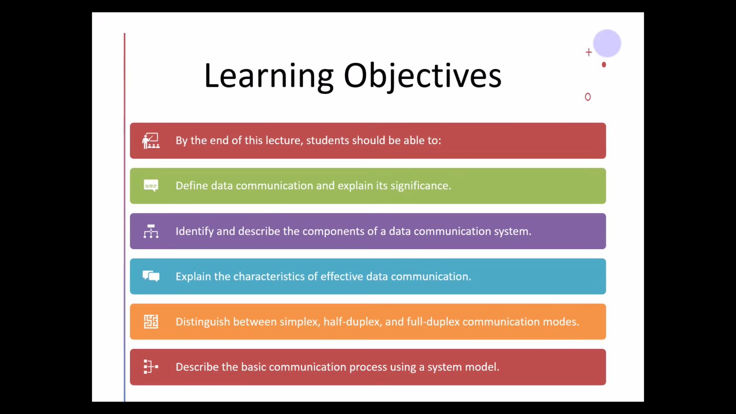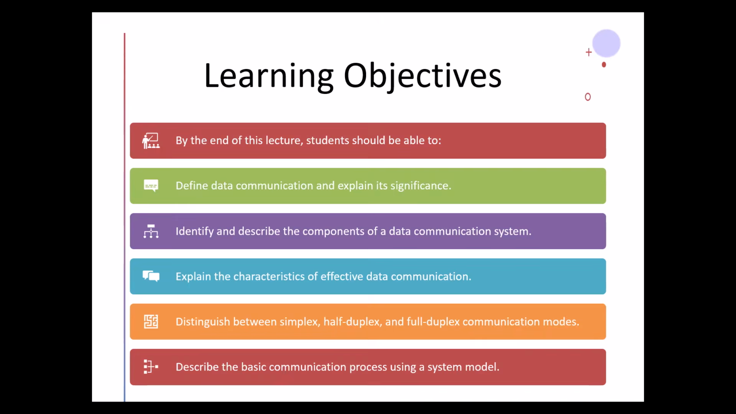it is important in our modern society, and then you should also be able to identify and then describe the various components of a very simple communication system, and then explain the characteristics of an effective data communication system, and then also be able to explain the various data flow modes: simplex, half duplex, and then full duplex, and then also be able to describe a very basic communication process using the Shannon-Weaver system model.